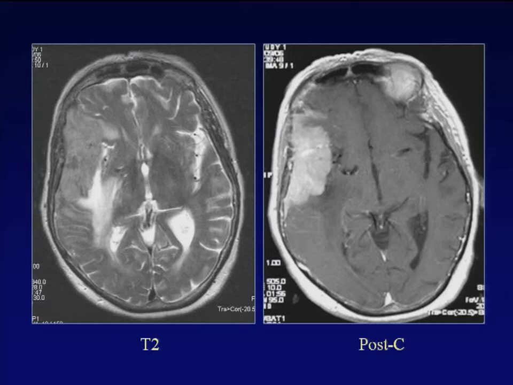Sometimes other tumors also have homogeneous, very intense enhancement. But few tumors in the brain have low intensity on T2 weighted images. That means very cellular, very dense tumors. So you see low on T2, intense homogeneous enhancement in this case of meningioma.